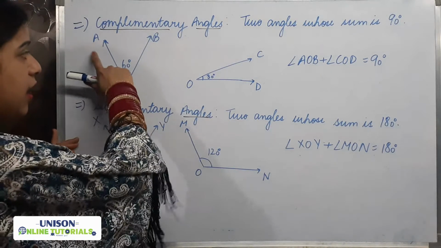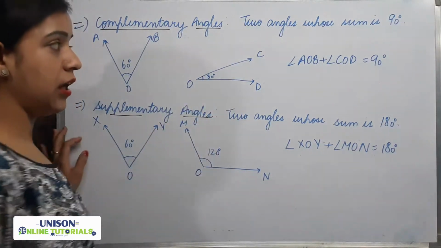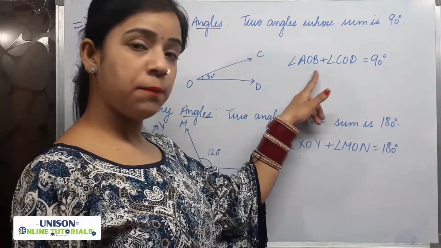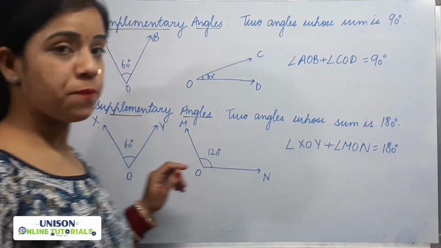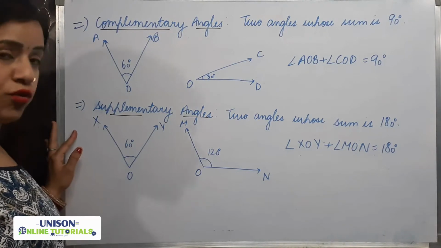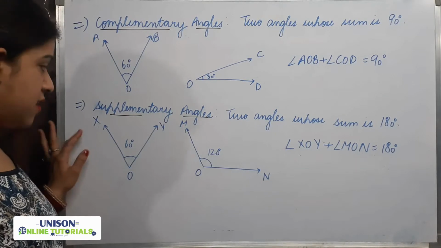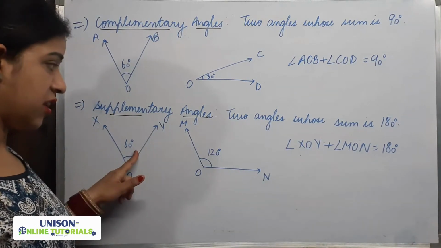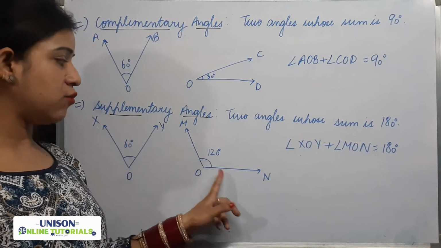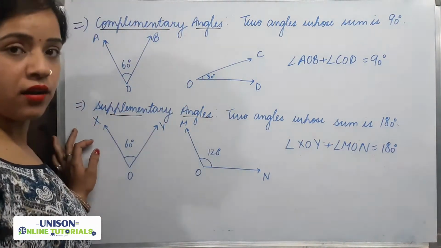For example, here angle AOB equals 60 and angle COD equals 30, and angle AOB plus angle COD equals 90. Now we have supplementary angles. Two angles whose sum is 180 degree are known as supplementary angles. Here XOY is equal to 60 degree and MON is equal to 120 degree, and the sum of these angles is 180 degrees.